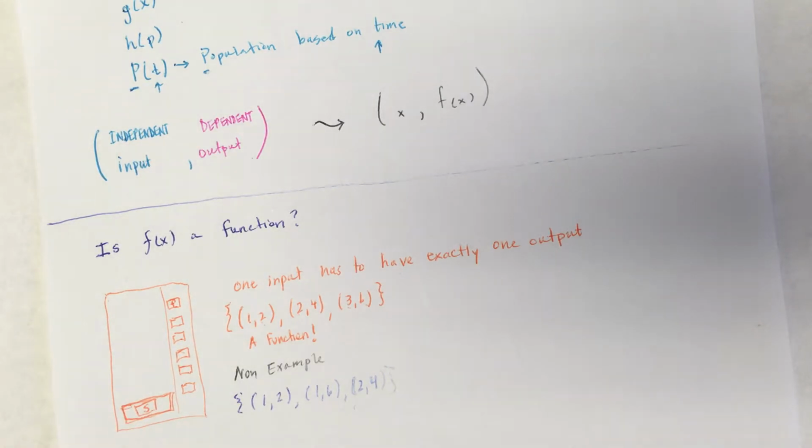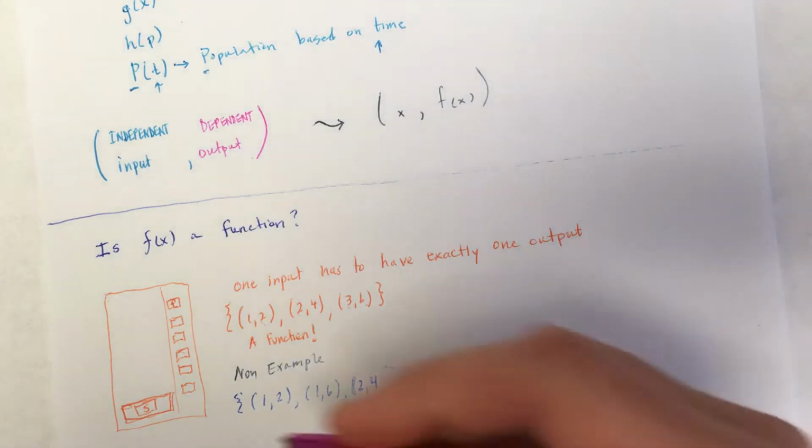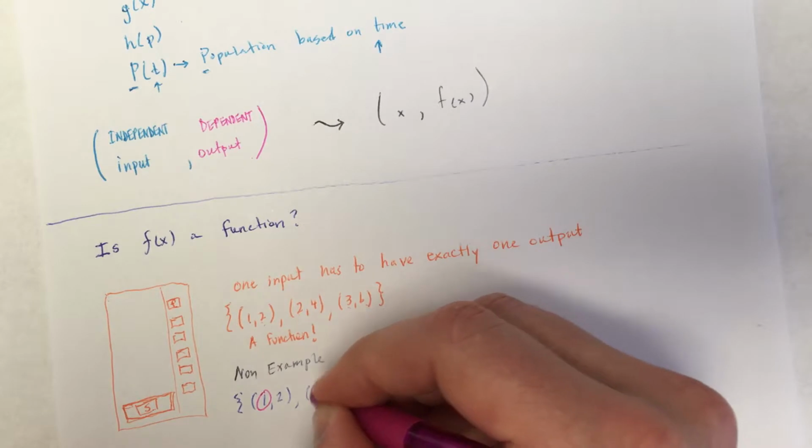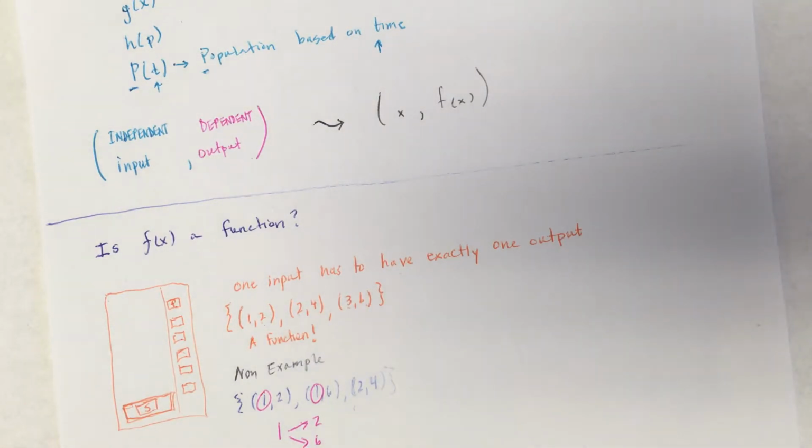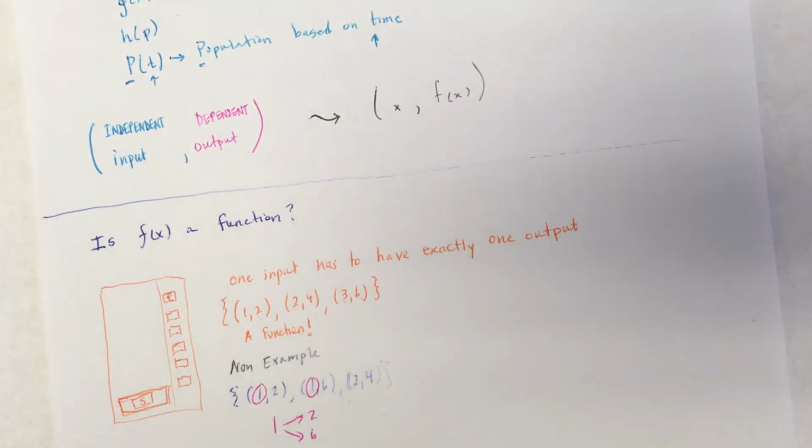And so the error in this is that the 1 maps to both 2 and 6. So it's like that soda machine where you could hit Pepsi, but it doesn't put Pepsi out, it outputs the Sprite. And so there's a lot of examples.